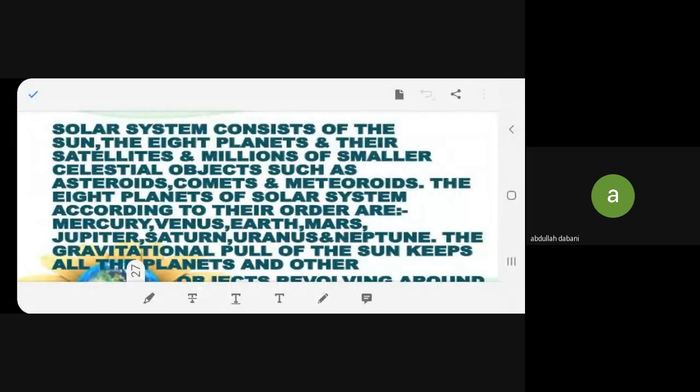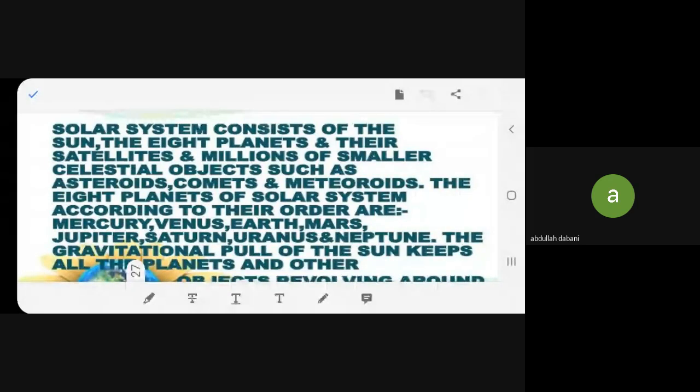What does a solar system have? It has the Sun in the middle, and the eight planets moving around it, and the satellites moving around the planets. And there are so many small heavenly objects also moving in the solar system, namely asteroids, comets, and meteoroids.